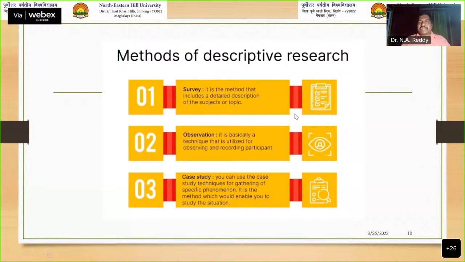The third one is case study. You can use case study techniques for gathering information on a specific phenomenon. It is a method which enables you to study the situation. Mostly we consider or do case studies on special cases. Suppose a student is regularly absent. We can do one case study on why he is regularly absent.